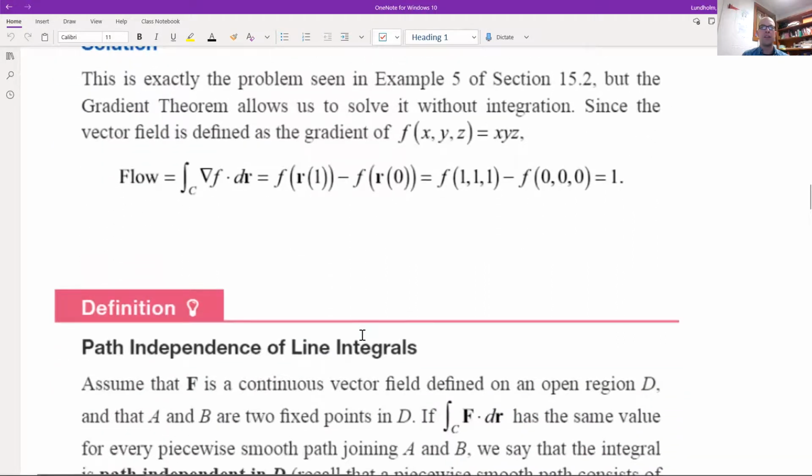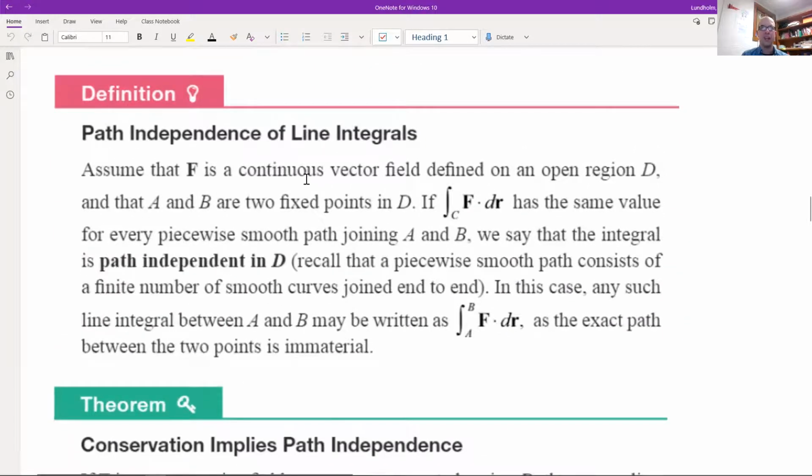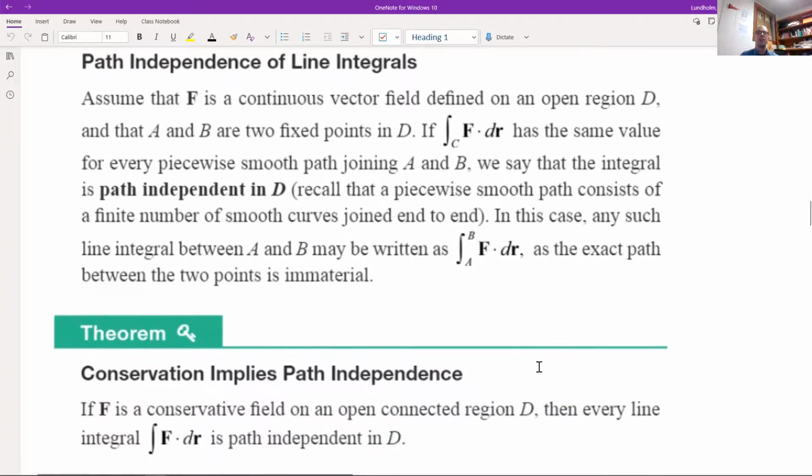Yeah, let's keep going. Here we talk about the path independence of line integrals. Again, we have a continuous vector field defined on an open region D. A and B are 2 fixed points on that D. As long as you're going between those 2 points along any curve, this integral has the same value for every piecewise smooth path joining A and B. And we say that the integral is path independent.